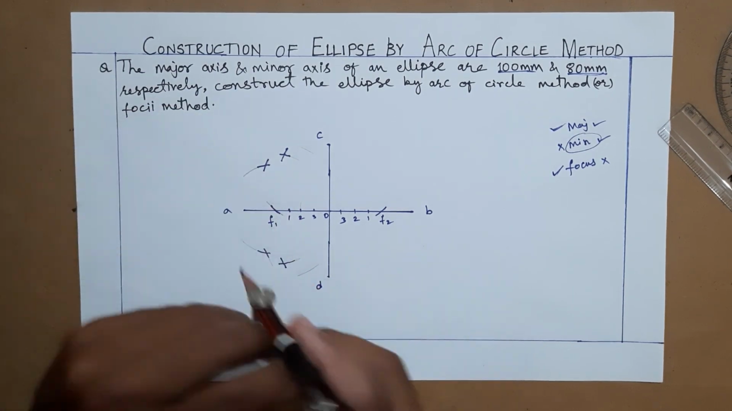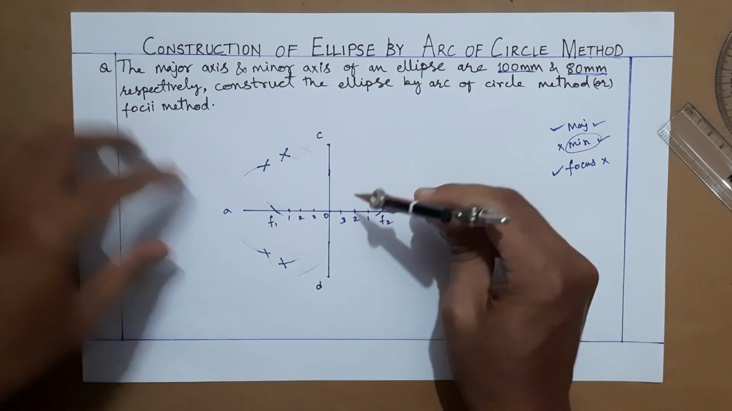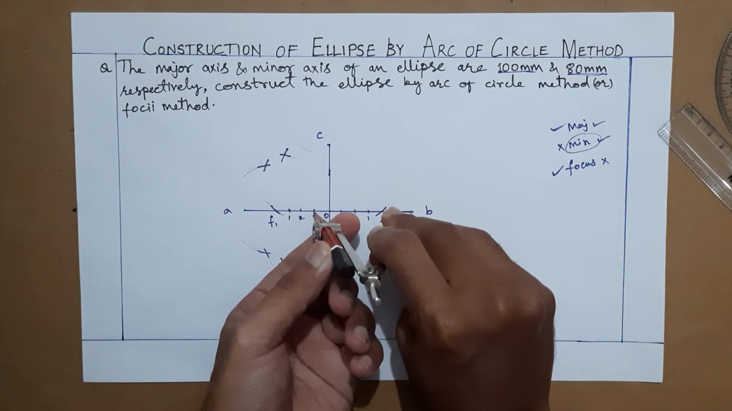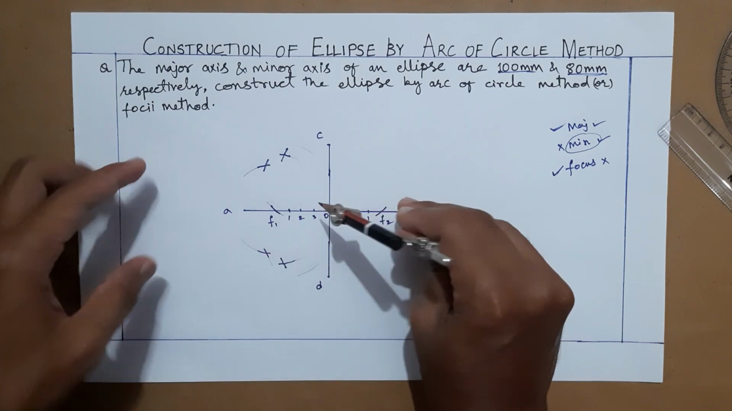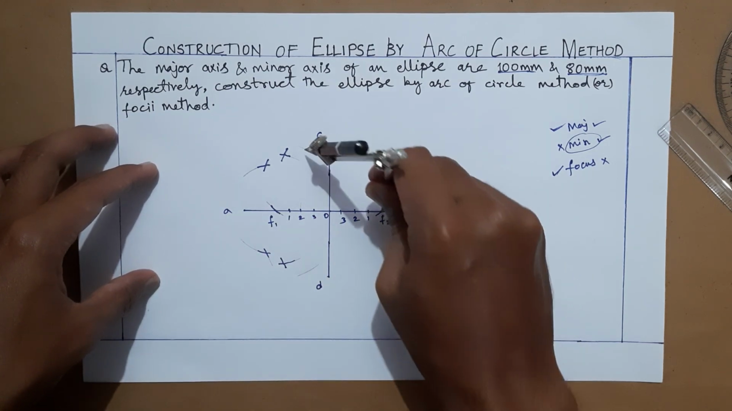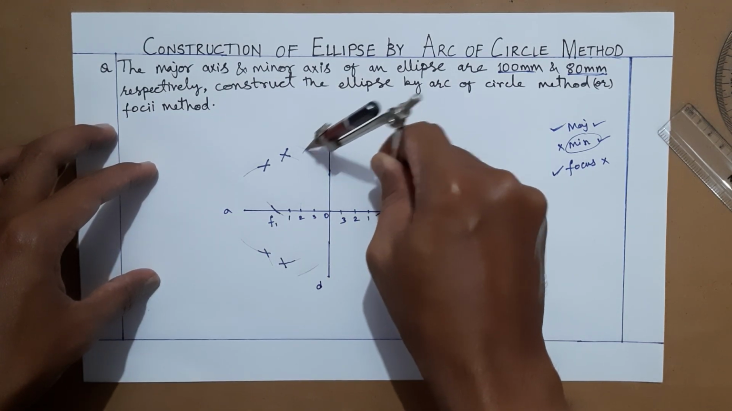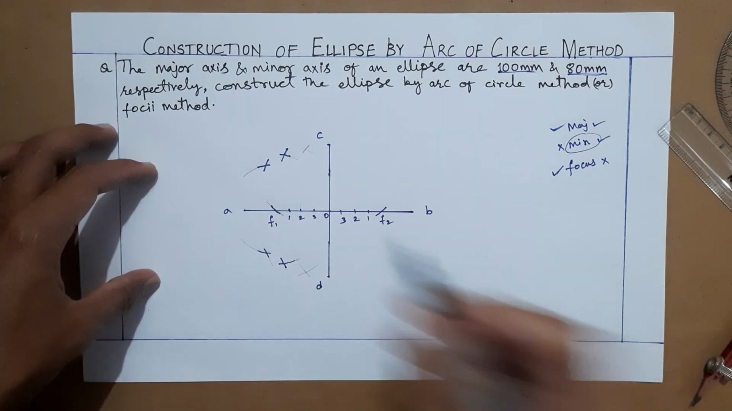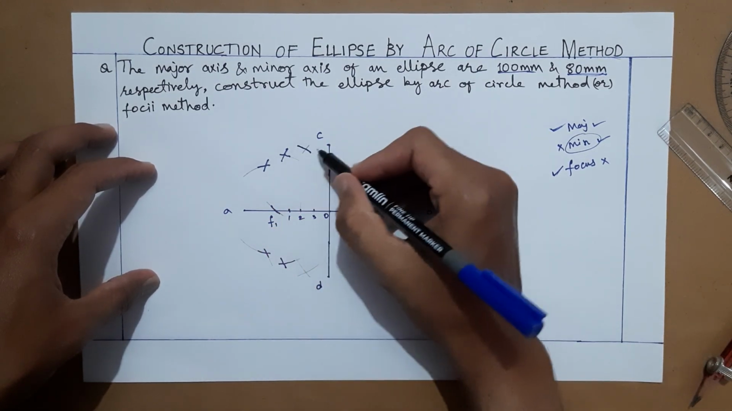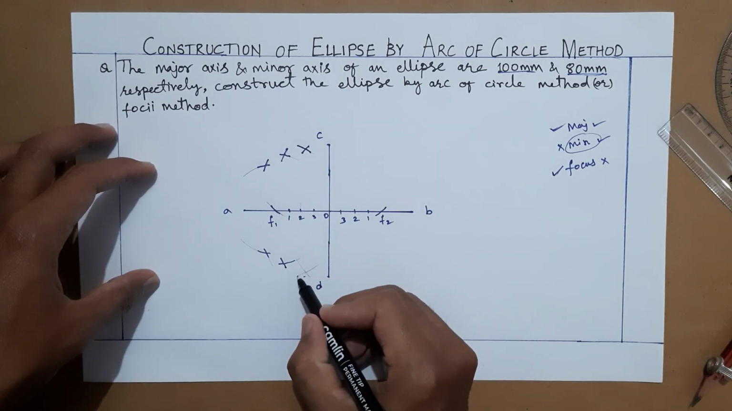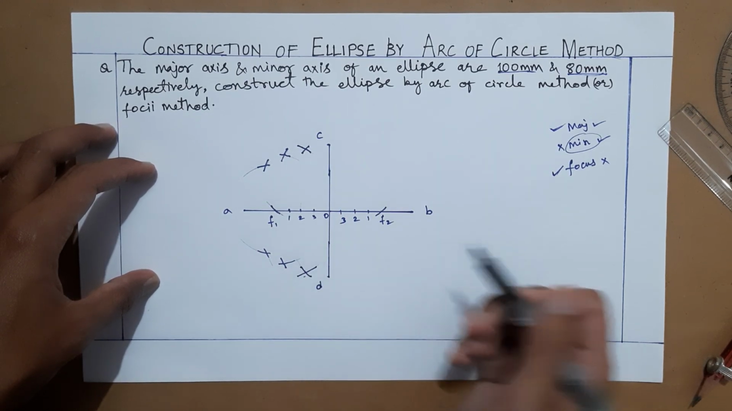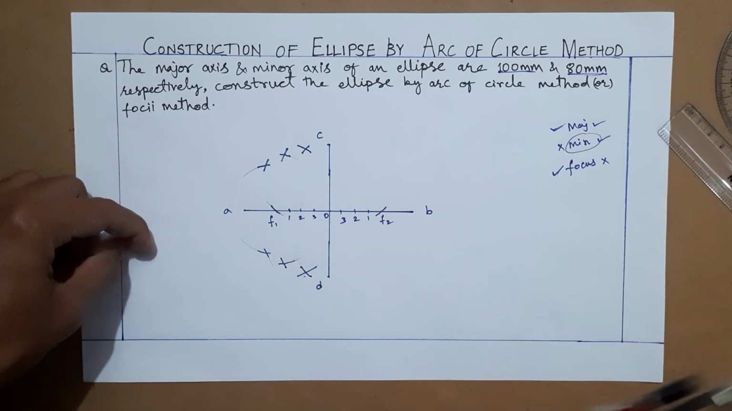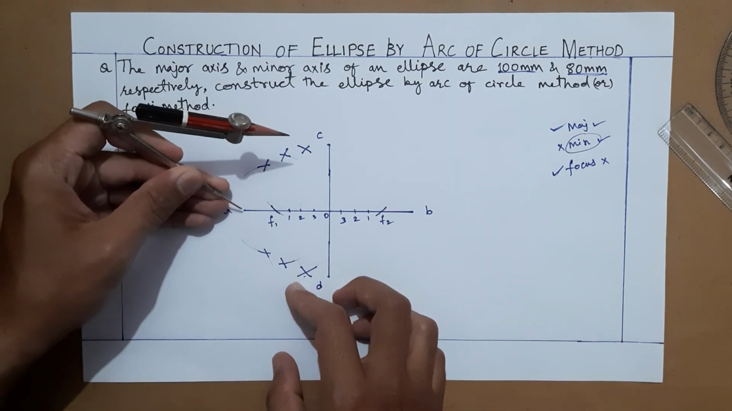Then the same we will take from here, B to 3 as radius, F2 as center, cut the previously generated arc here and here, above and below. So again I'll highlight these arcs. Similarly the same procedure we will do for this side. So I'll do it quickly, have a look.